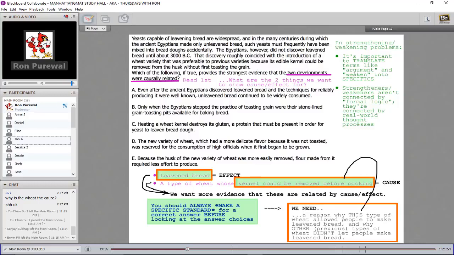All right, this is what we need, right? We need a reason why removing the kernel before cooking allows us to make leavened bread, and why, if you can't remove the kernel, then you can't make leavened bread. Okay. So A has nothing to do with that. B has nothing to do with that. If you look at C.